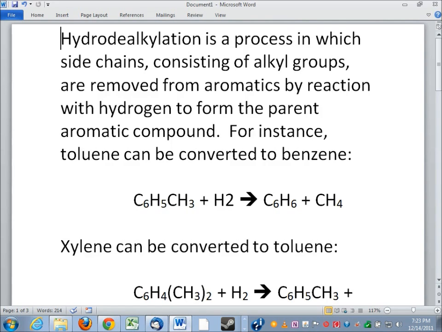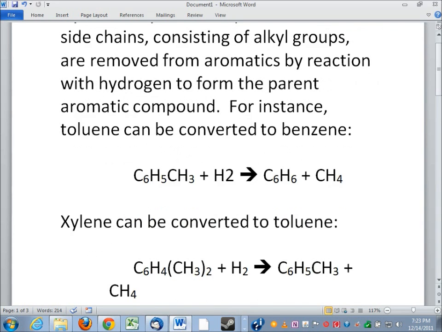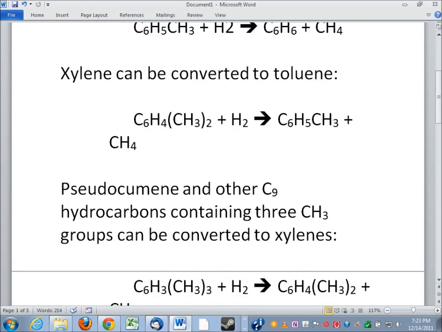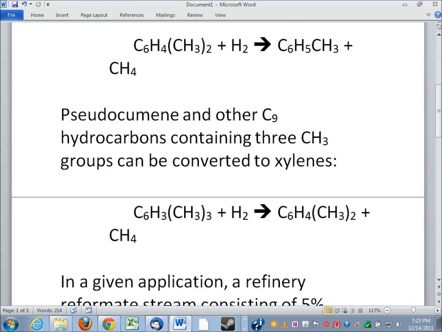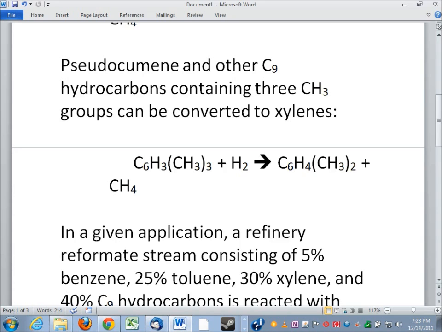Hydroalkylization is a process in which side chains consisting of alkyl groups are removed from aromatics by reaction with hydrogen to form the parent aromatic compound. For instance, toluene can be converted to benzene, xylene can be converted to toluene, pseudocumene and other C9 hydrocarbons containing 3 CH3 groups can be converted to xylenes.